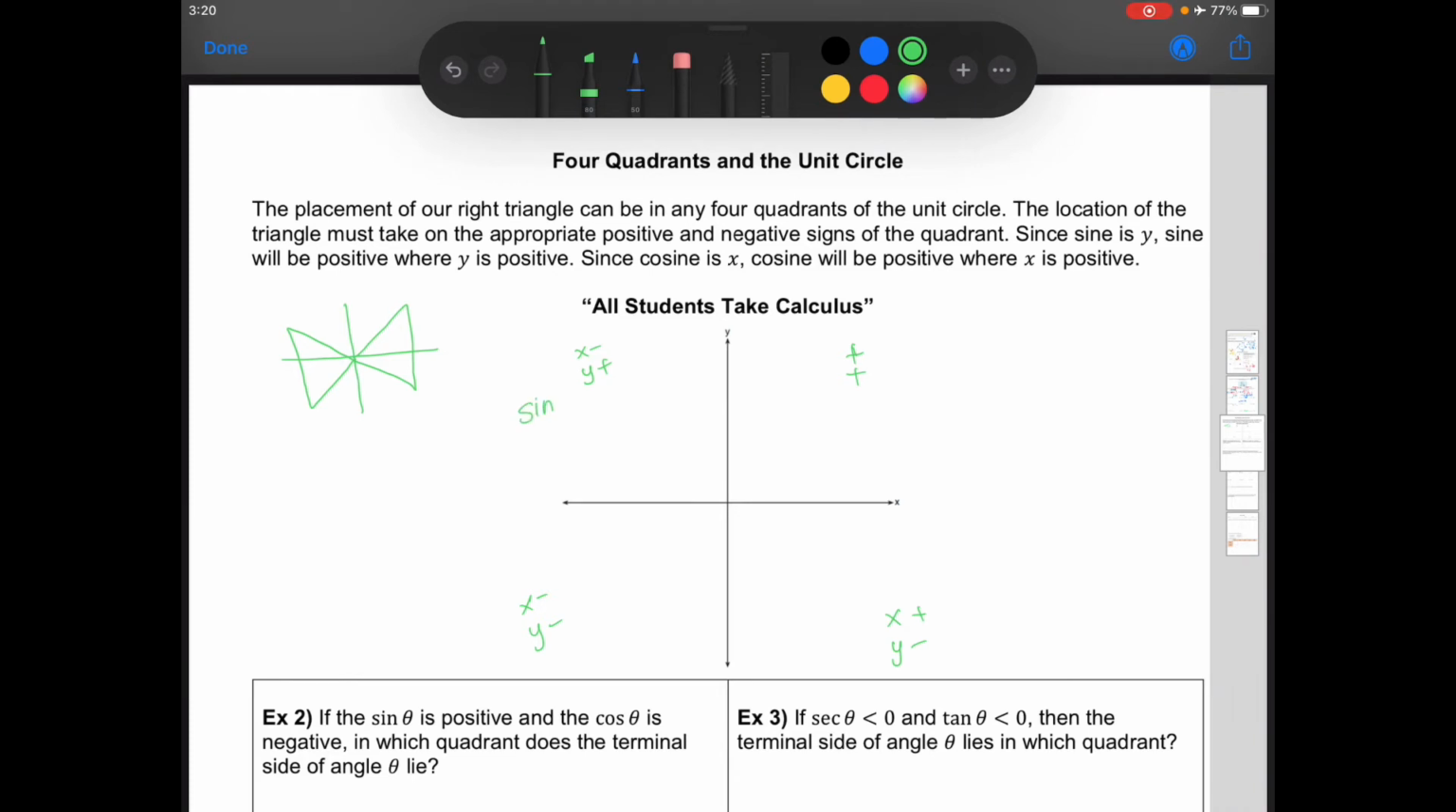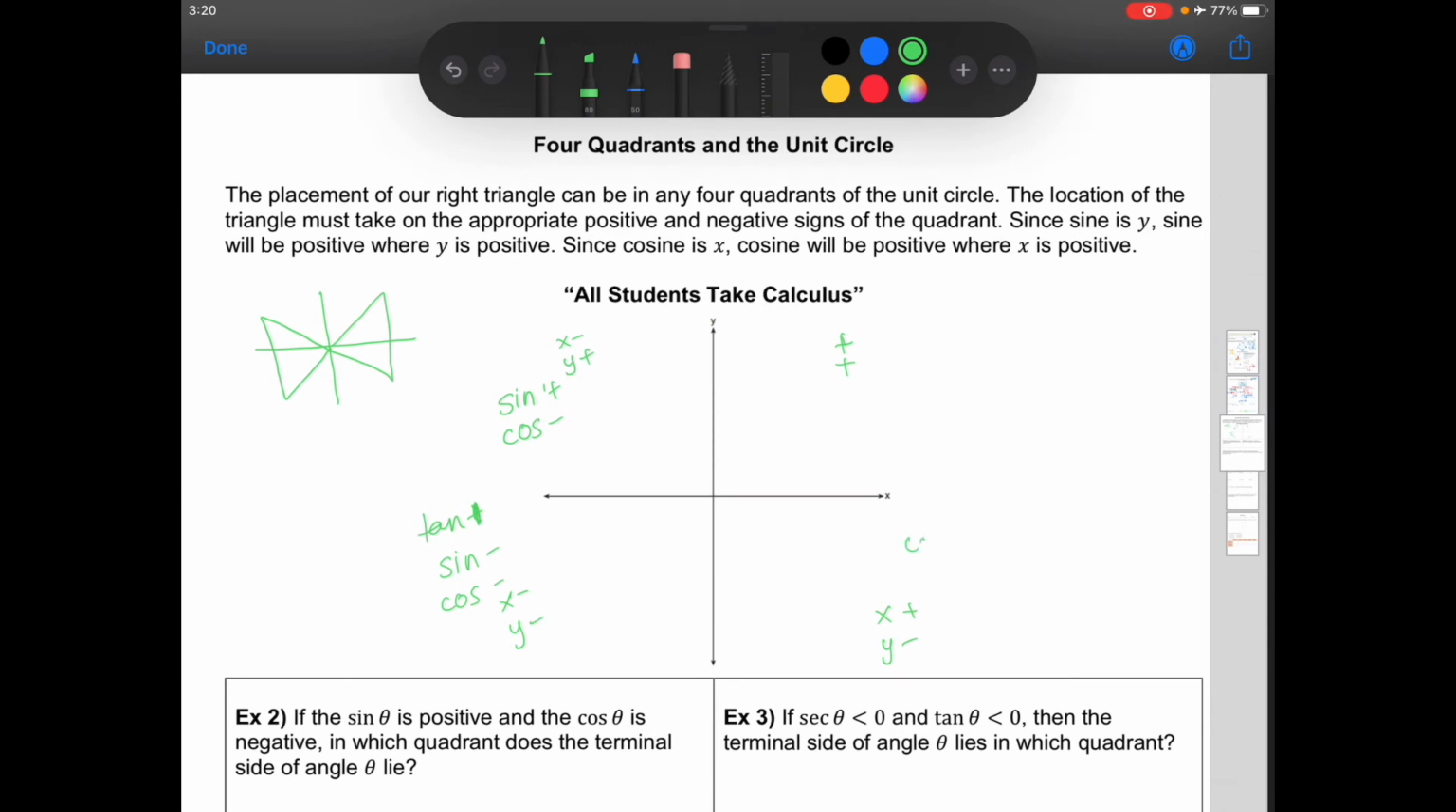So here, can I say that my sine will be positive and my cosine will be negative? In the third quadrant, my x and y are negative, so sine and cosine are both negative. If sine and cosine are both negative, think about it. Won't tangent be positive? So tangent will be positive. And the last one is what? My cosine is going to be positive because my x is positive and my sine is negative.